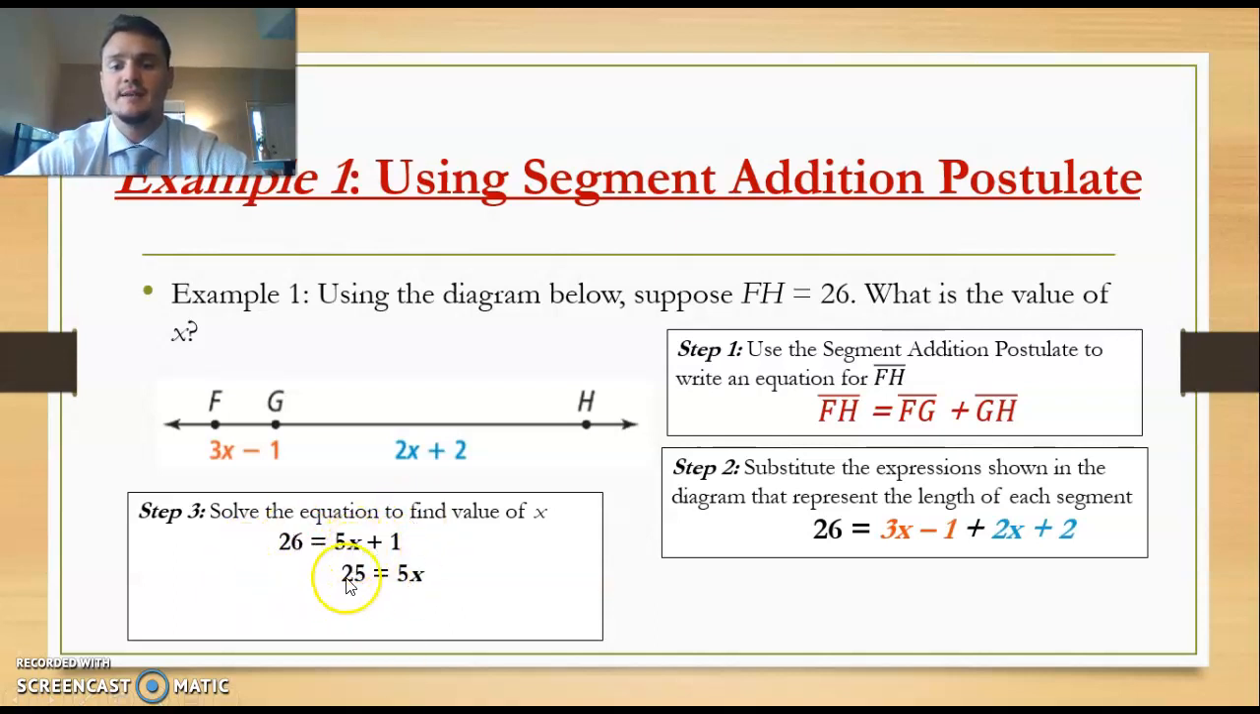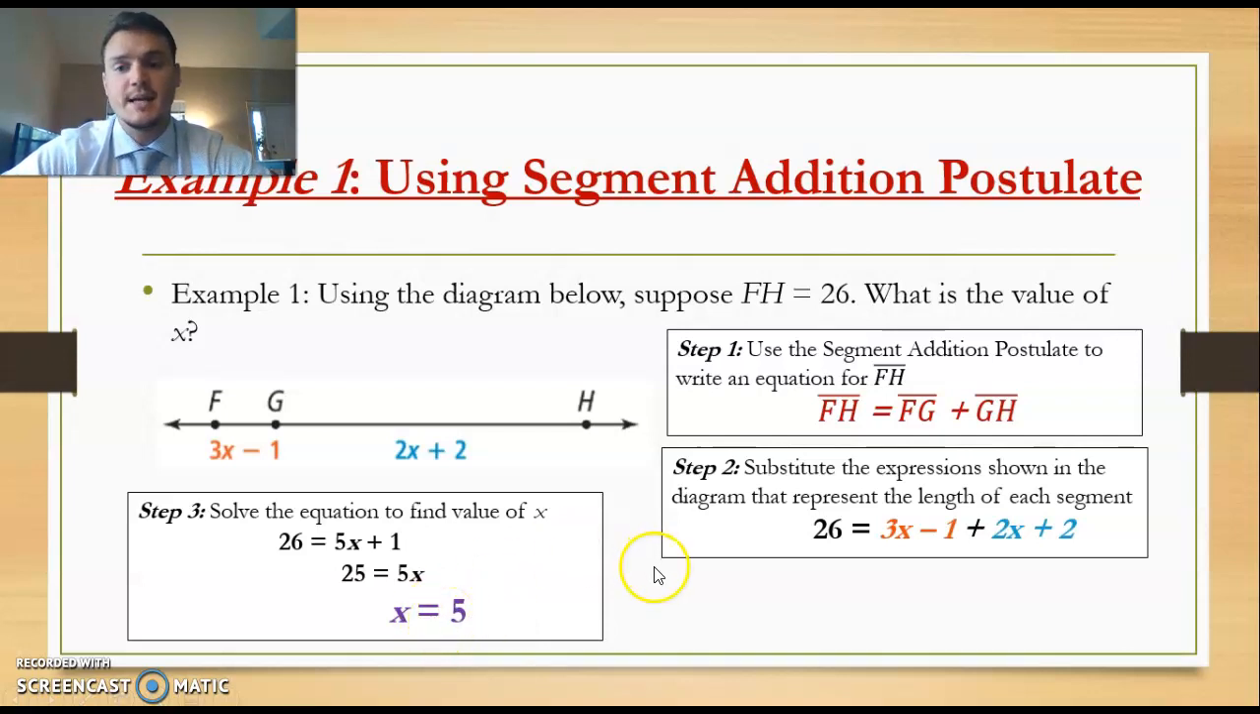Next, we're solving for x, so I'm going to subtract 1 on both sides to get 25 equals 5x. And 5x is really the same thing as 5 times x, so if we want to get x by itself, we have to divide the 5 out. So x is equal to 25 divided by 5, which is just 5. So if x equals 5, that's our answer.